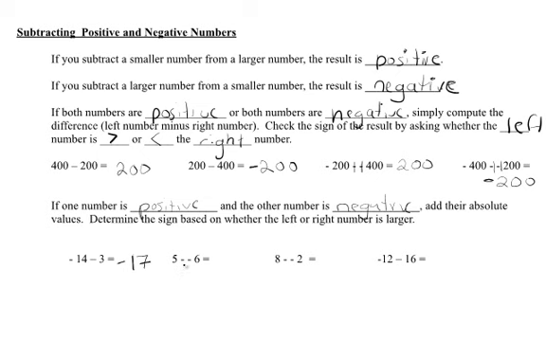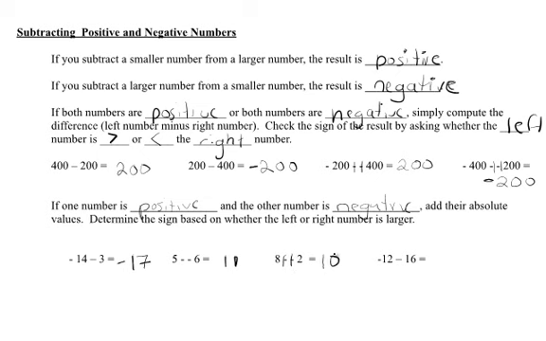Now, we have 5 and 6. So that's going to be 11. Which number is larger? Well, remember, a positive number is larger than a negative number. Okay, we have 8 minus negative 2. So remember, minus negative is really a plus. So that's 8 plus 2.